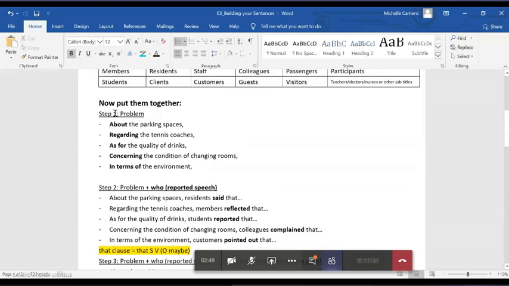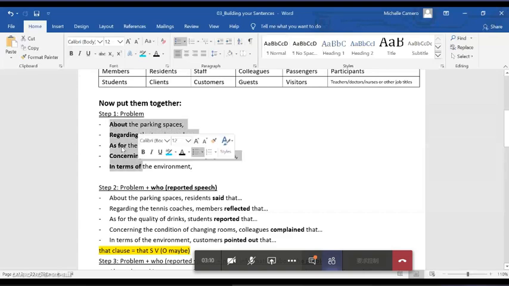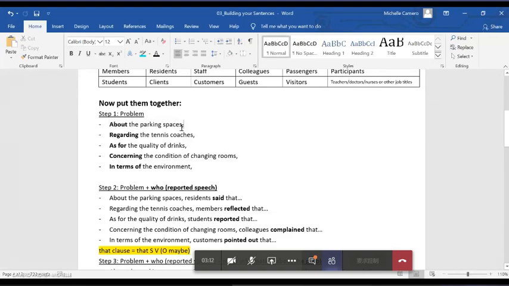All right, so remember, step 1, you want to start talking about the problem. These are some different words you can use to introduce the problem. You can use about, regarding, as for, concerning, in terms of, and then you've got the problem: the parking spaces, the tennis coaches, quality of drinks, condition of the changing room, or the environment. Notice there is not a full stop here. If you're going to start your sentence with one of these words here in dark, then you need a comma because you really don't have a subject or verb here. So after the comma, now you're going to get your subject and verb.